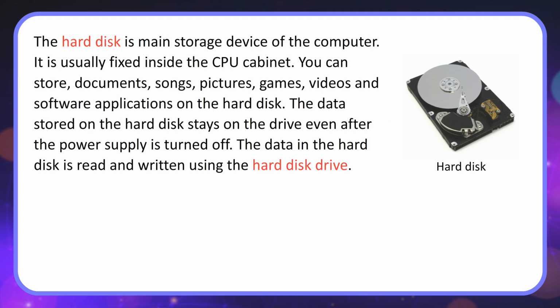Hard disk. The hard disk is the main storage device of the computer. It is usually fixed inside the CPU cabinet. You can store documents, songs, pictures, games, videos and software applications on the hard disk. The data stored on the hard disk stays on the drive even after the power supply is turned off. The data in the hard disk is read and written using the hard disk drive.